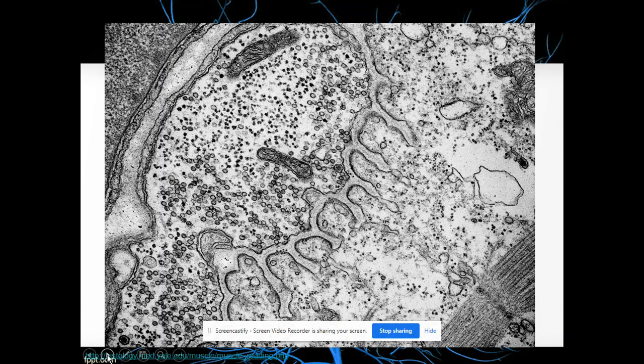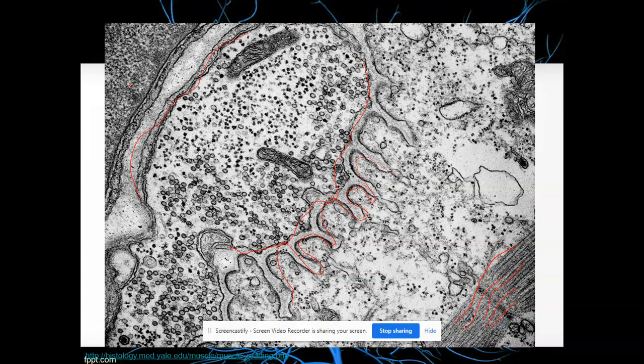Here's another really pretty micrograph showing an axon terminal talking to a muscle cell. I know this is a muscle cell because of this structure down here. This is called a sarcomere muscle fiber. This is going to be the membrane of that postsynaptic muscle cell. And then this is the top, the very top of an axon terminal.